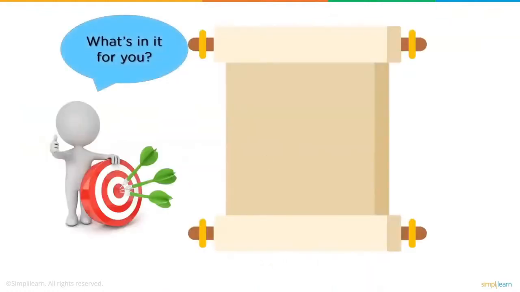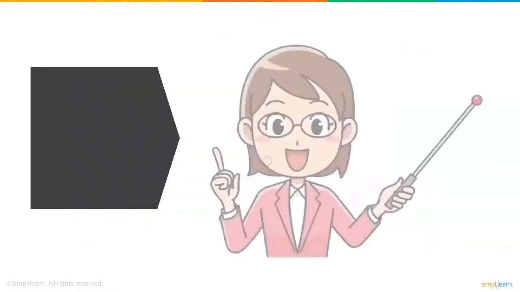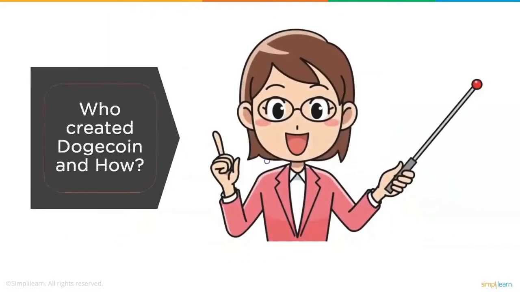In this video, we will come across the following topics. First, we will see the origin of Dogecoin, and then we will understand what Dogecoin is and how it exactly works, and then we will see what led to the growth of Dogecoin. What are the areas of use of Dogecoin? Then we will figure out the current value of Dogecoin today. And lastly, how can we buy it? Let's start with the origin of Dogecoin.